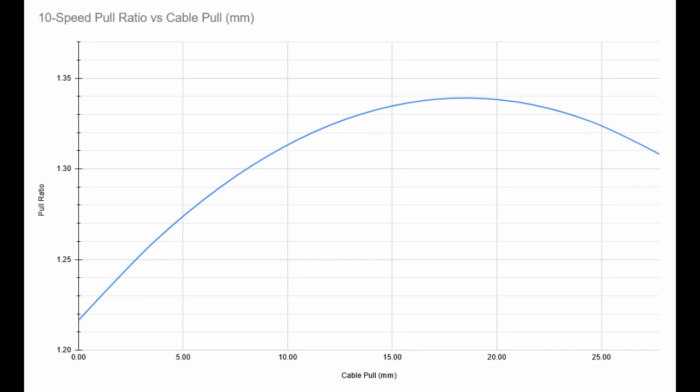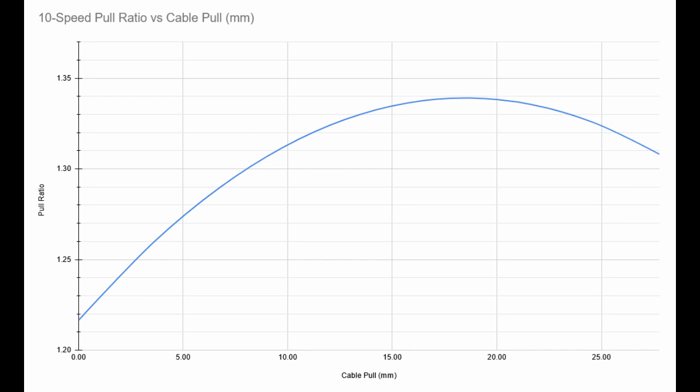Here we can see the pull ratio curve, and we can observe that it reaches its peak of 1.34 at around 18.5 millimeters of cable pull. We can use this pull ratio of 1.34 to find derailleurs that could be compatible with this shifter.